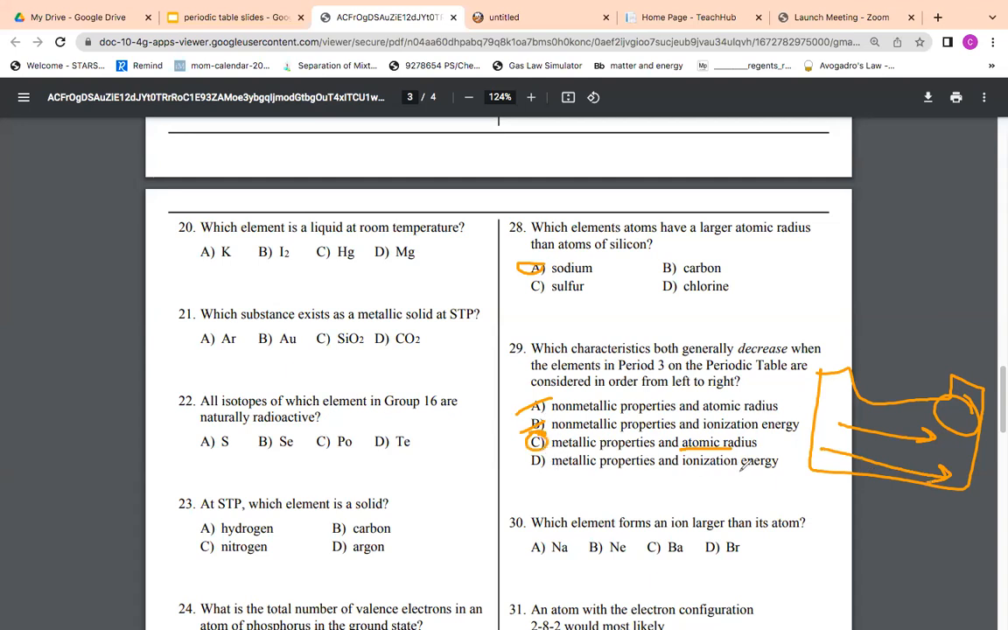This one wouldn't make sense because ionization energy increases as you move towards the noble gases. Again, it gets harder and harder to remove electrons from things that want electrons. So that's the nonmetals. Nonmetals love electrons. They don't want to get rid of them. They have very high ionization energies. So this one would be choice C. All right.